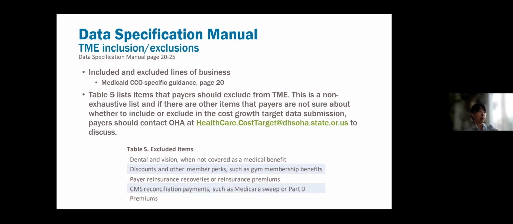So these excluded items are excluded from the TME. This is a non-exhaustive list, and if there's other things that pop up as payers are compiling the data that they're unsure about, please reach out to us directly at our email. So an example of an excluded item is dental and vision services if it's not covered as part of the medical plan. So no standalone dental or vision.